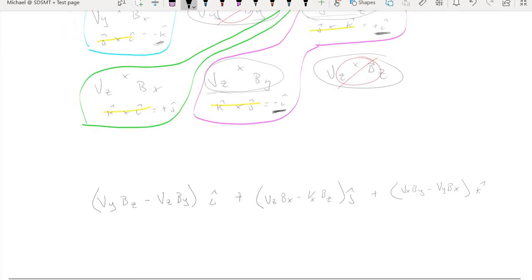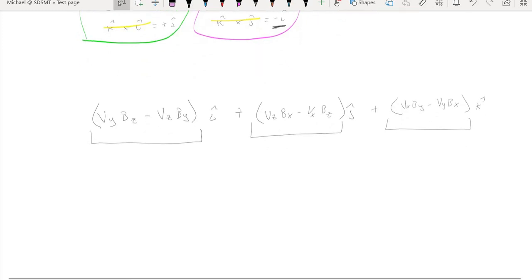Well, I have a whole bunch of stuff here that comes together to make an i hat term. I have a bunch of stuff here that comes together to make a j hat term, and a bunch of stuff here that comes together to make a k hat term. Well, these are the i, j, k components of a resultant vector. That resultant vector is the magnetic force vector.